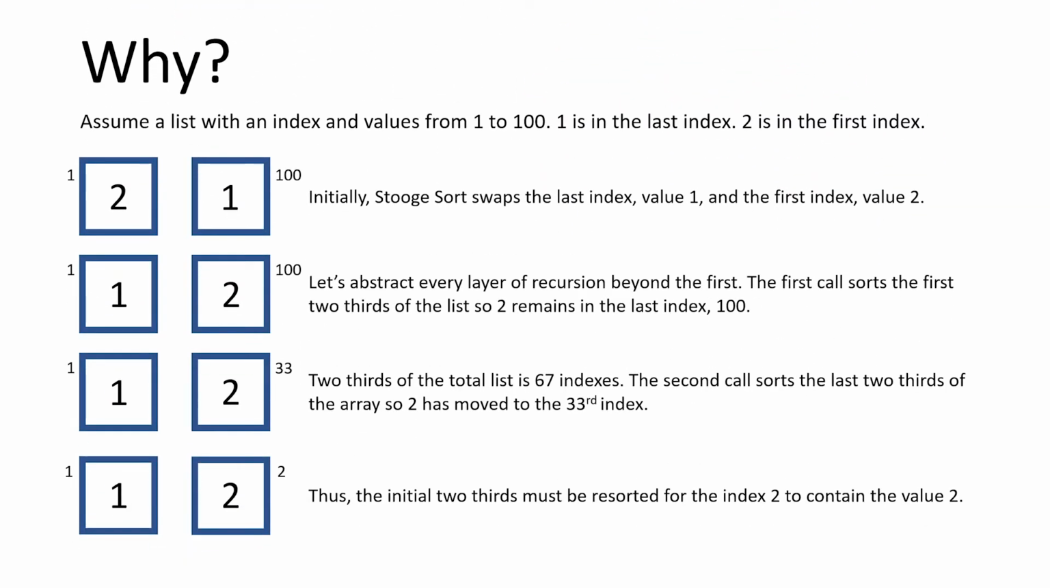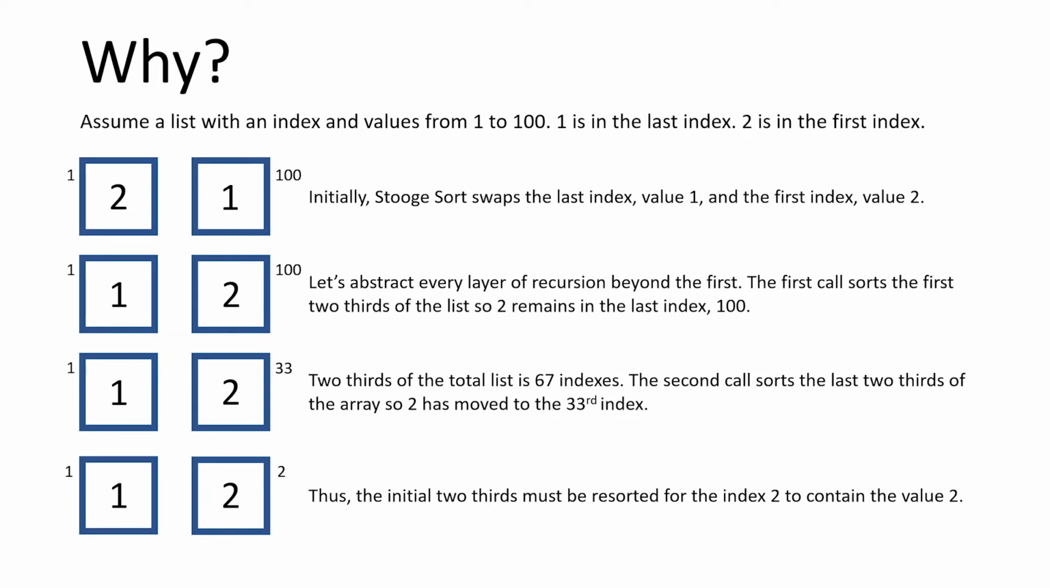Why do we need to call Stooge sort a third time to resort the first two-thirds of the array? Well, here's an example. Assume we have an array with an index and values from 1 to 100. 1 is in the last index and 2 is in the first index. So the first thing Stooge sort is going to do is compare the value in the first index with the value in the last index. And if the value in the first index is greater than the value in the last index, it's going to swap those values. Since we have a value 2 in our first index and a value 1 in our last index, 100, we're going to move the value 2 to the 100th index, or the last index, and we're going to move the value 1 to the first index.